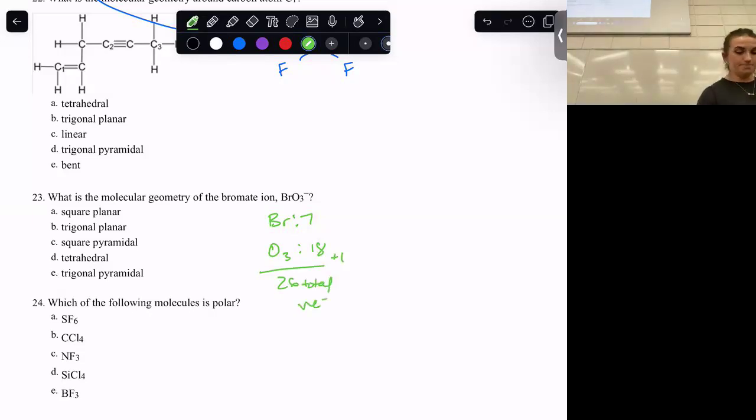What goes in the center? Bromine. We're going to make 3 bonds to oxygen. How many electrons did we use here? 6. So we have 20 left over. Where did those go? Around the O's. How many did we use there? 18. What happens next? We have 2 left. Where does that go? On the bromine. What do we have to check now?